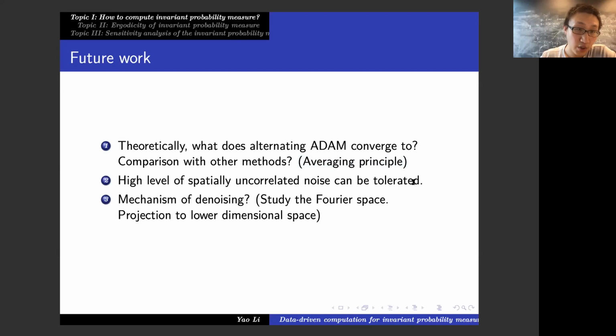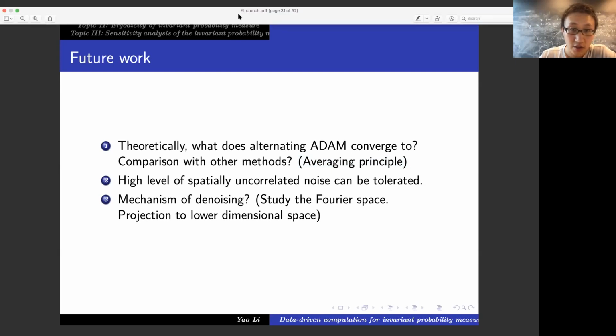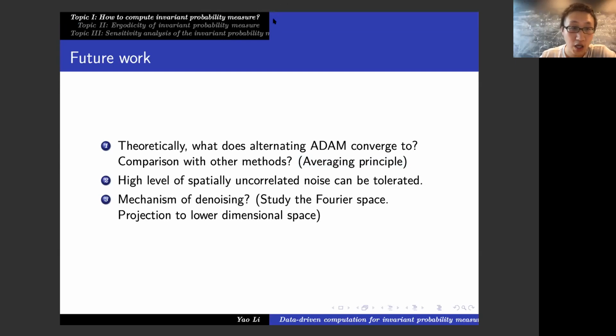The other thing is that empirically we find that the neural network in our case can tolerate a really high level of noise. The magnitude of noise can be as high as 50% of the magnitude of the solution. As long as it is spatially uncorrelated, most likely you can still recover it. So what's the mechanism of denoising? And actually, I think this kind of applies to PINNs. So what's the mechanism of denoising? We are now studying this neural network in Fourier space.